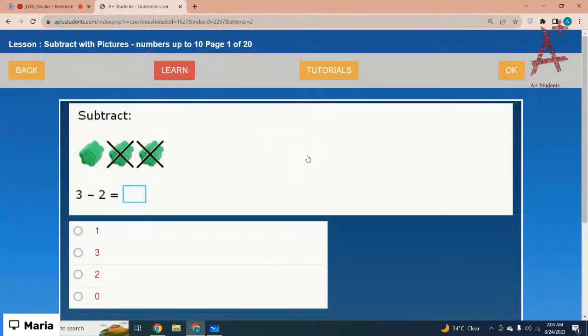Okay, subtract. So let's just start with the example. So you can see you have three of these stars, right? Two of them are crossed out. Total are three, two of them are crossed out. That means when you start with three and you take away two, you have to count the ones that are not crossed out, right? So you are left with just one. That means three take away two equals one. So the correct option is one.